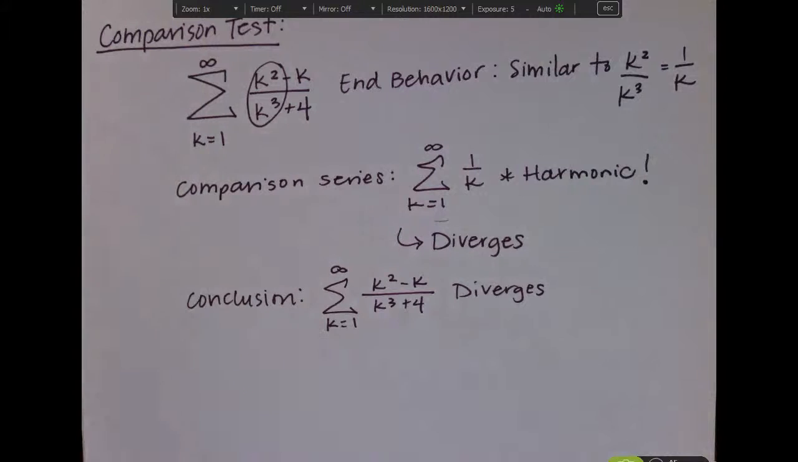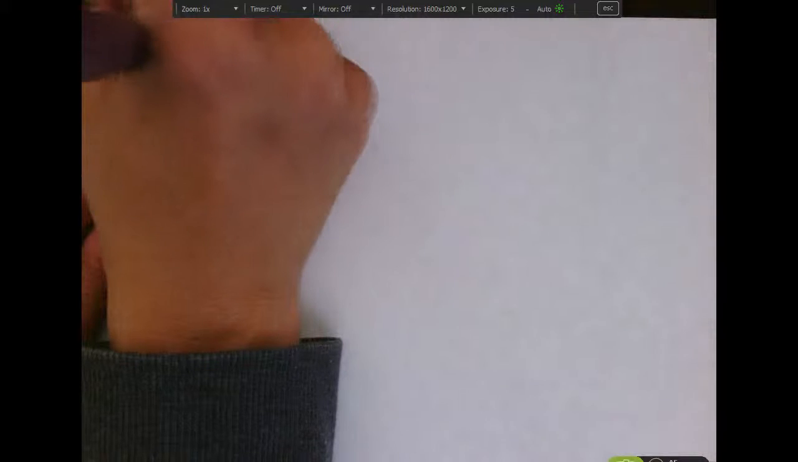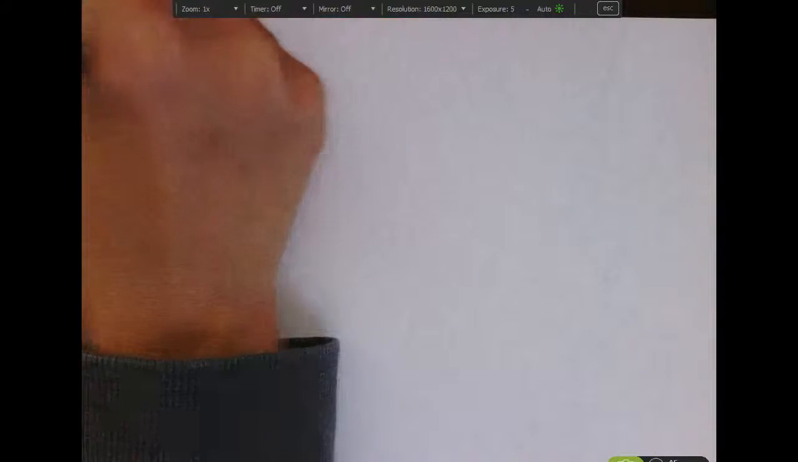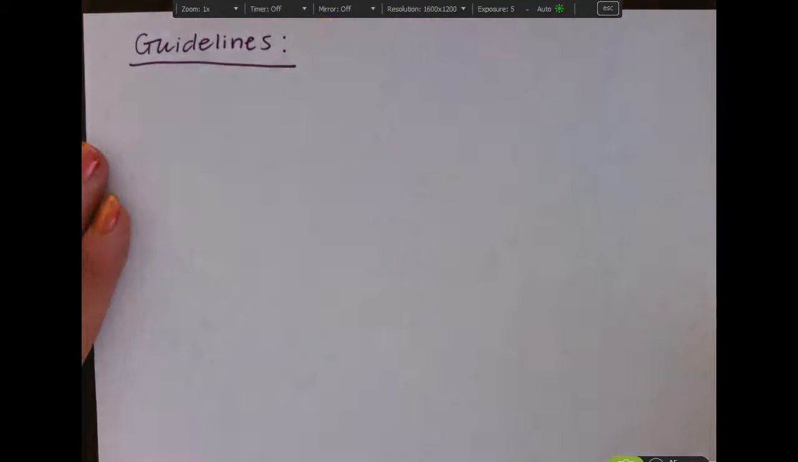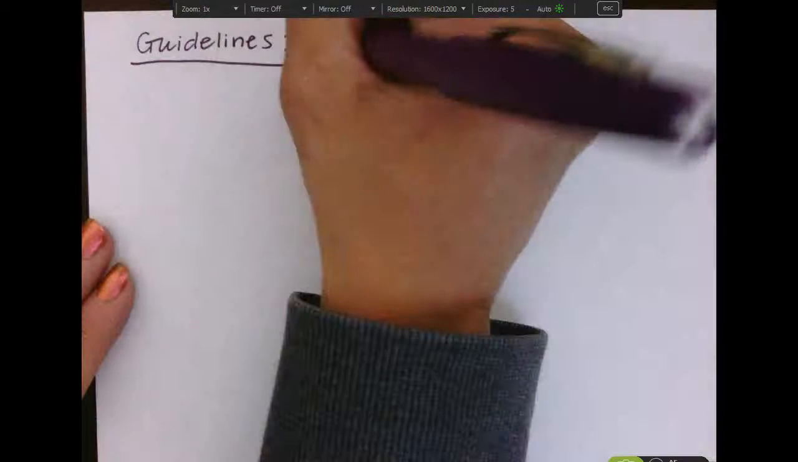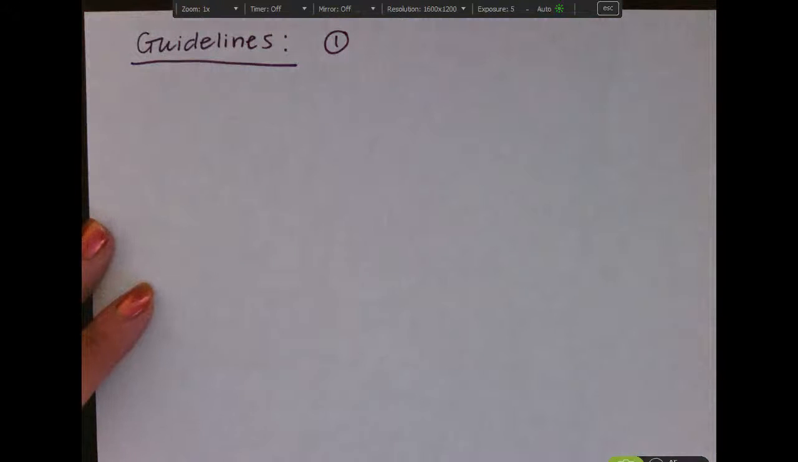Let's finish up by just going over some guidelines for choosing a test. So at this point we have special series, a few different ones. We have a couple of different tests. And so if we are asked just in general, without any guidance, does something converge or does it diverge? Here are some things that we can do in terms of flow of making that decision.